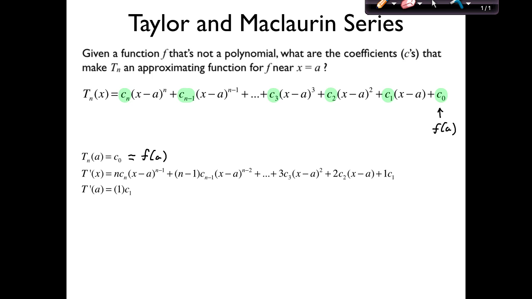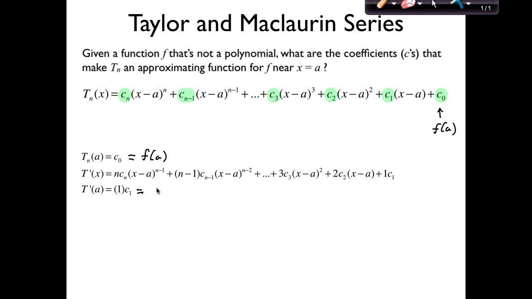All right, so we have the function f, and we're trying to figure out what C1 should be so that the polynomial gets the derivative right at a. What should we make C1 so that if you plug a into T prime, you get the first derivative correct? What should it be?